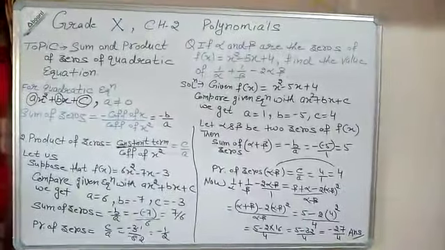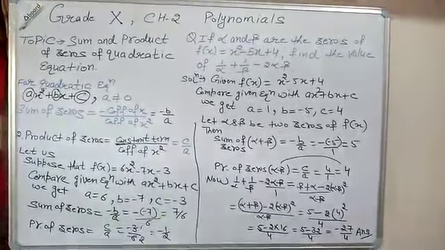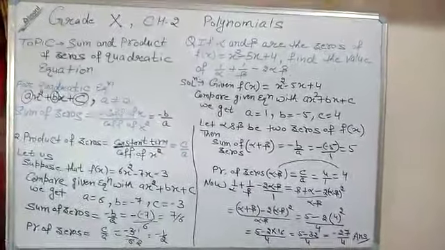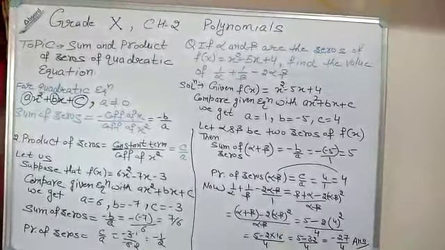So students, hope you understand this question. So this is all about the concept of sum and product of zeros in case of quadratic equation.